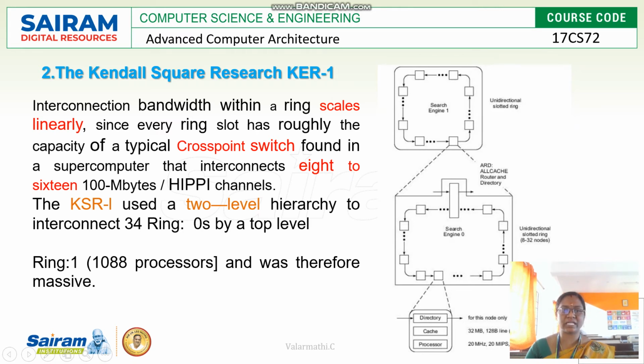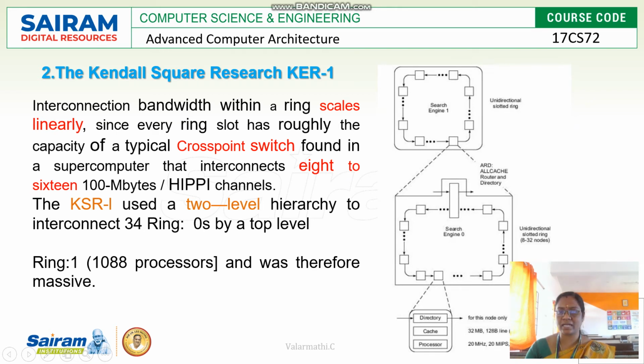Interconnection bandwidth within the ring scales linearly. So here linearly the interconnection is made, and the capacity of a typical crosspoint switch found in a supercomputer connects 8 to 1600 megabits per HIPPI channels. Then KSR1 is used for a two-level hierarchy, and ring 1 was therefore a massive one.